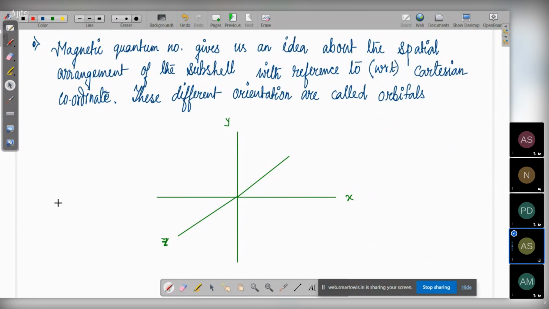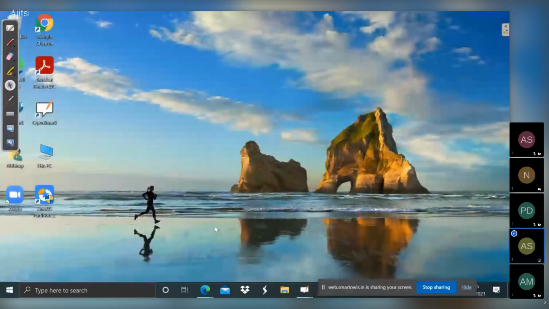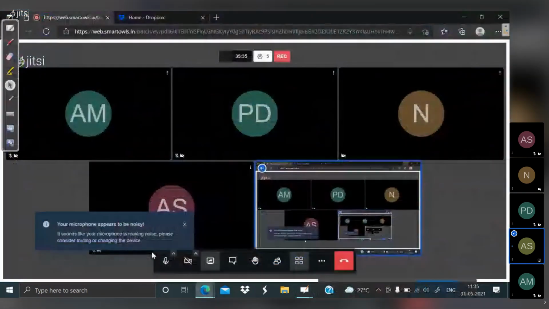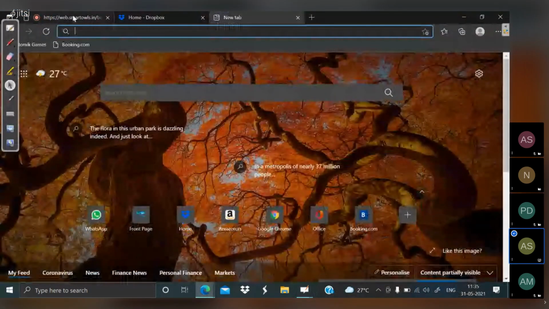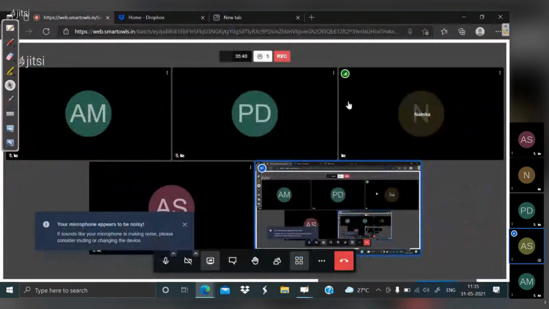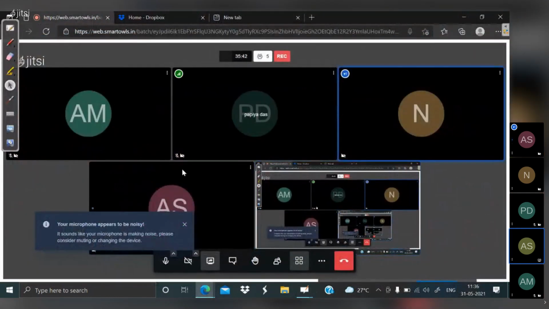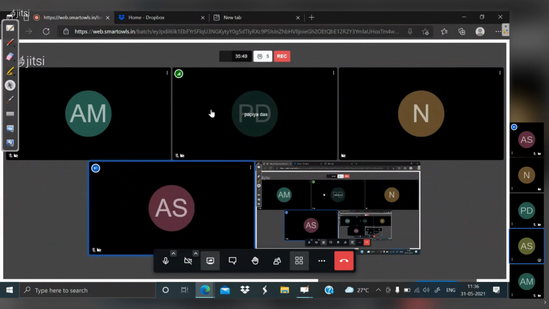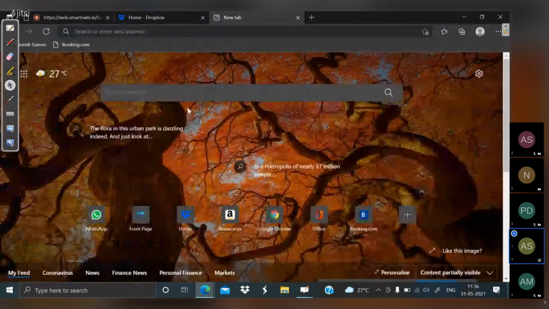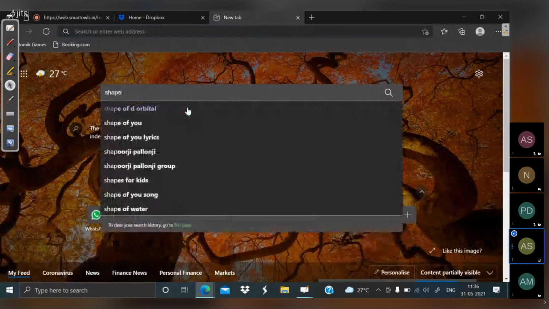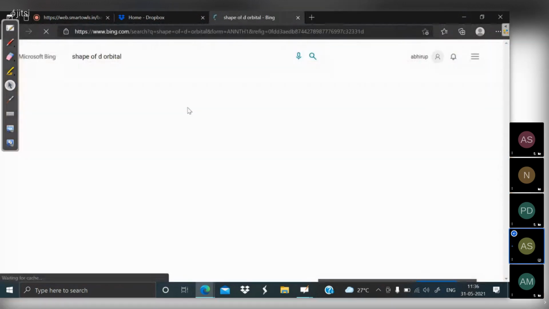So let me go to a website and first show you the actual shape of the orbitals. Then we will come and draw these shapes. I hope you can see the screen. Yes, sir. So let's write shape of the orbital.